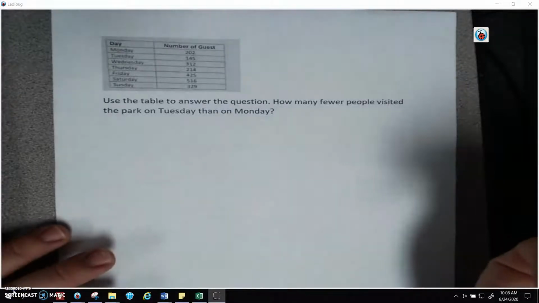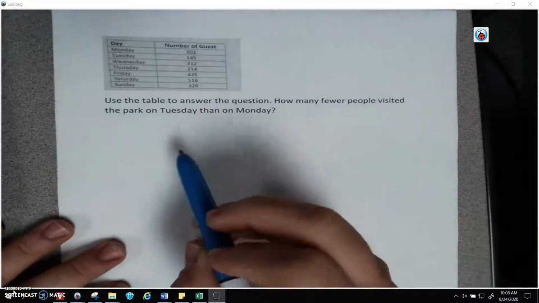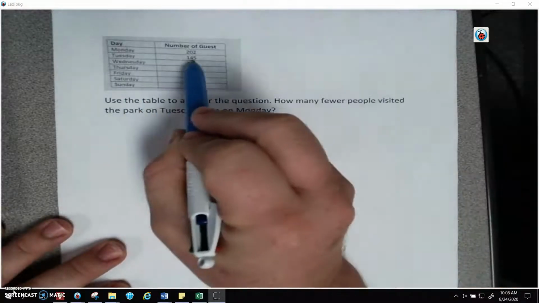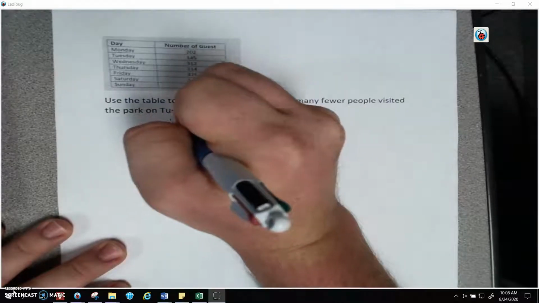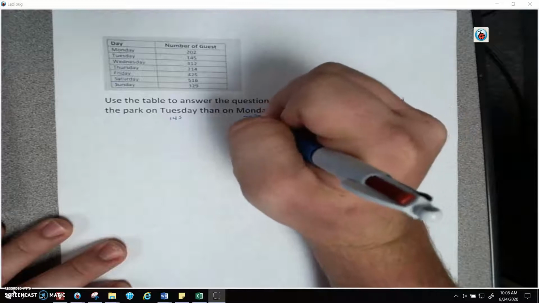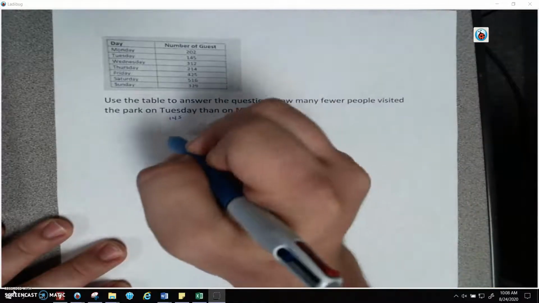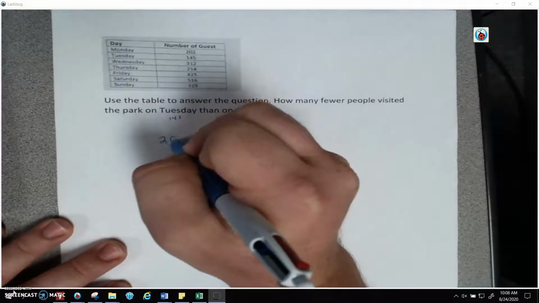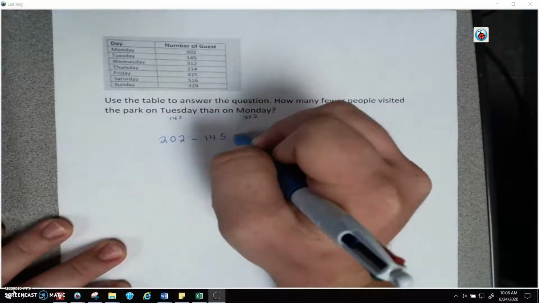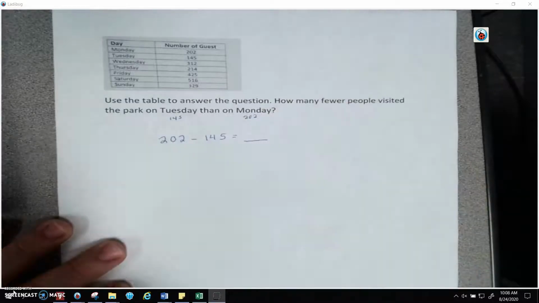All right, hopefully you came up with your own equation. So I'm going to write my equation down. It says how many fewer people visited the park on Tuesday? So that would be 145. Then on Monday, which would be 202. So I need to know the difference in these two. So my equation would be 202 minus 145 equals, and then that's what we're looking for.